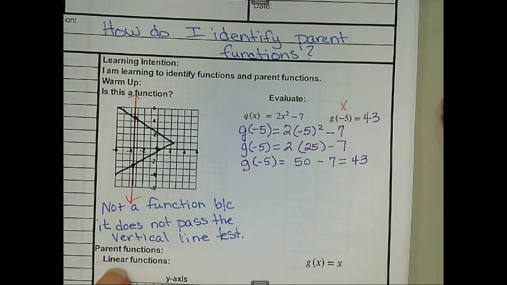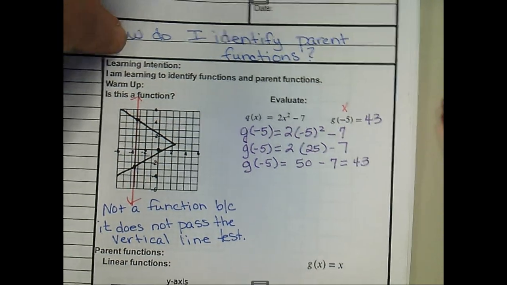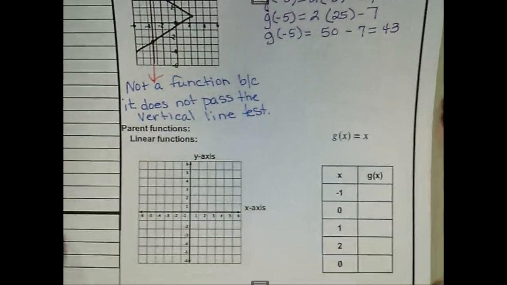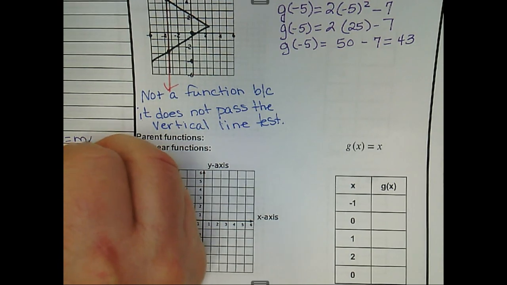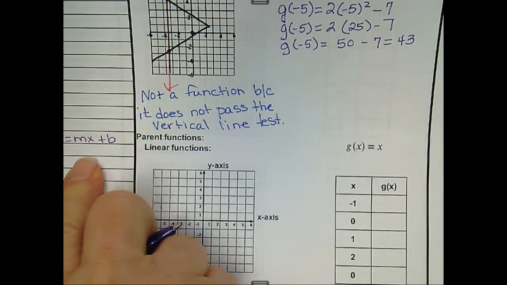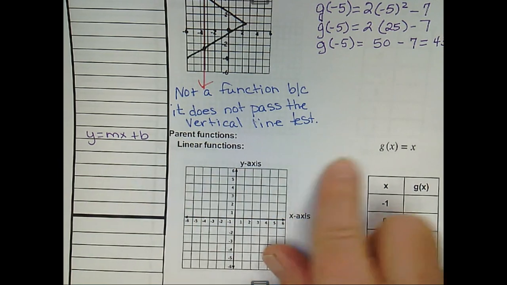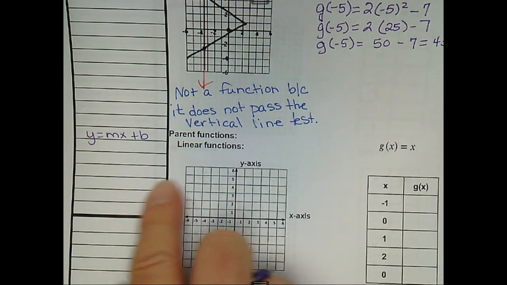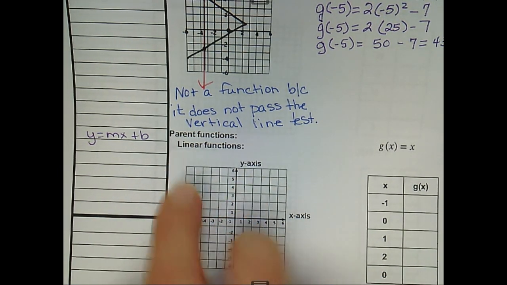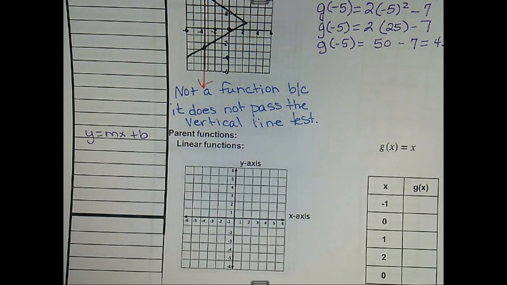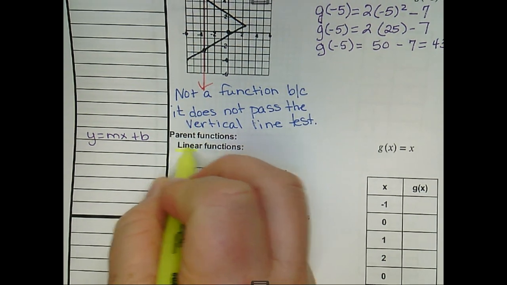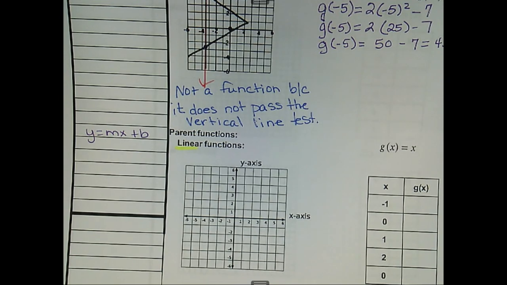Linear. If I'm looking at the first parent function, it's linear. Remember when we did that y equals mx plus b? That was a linear function. Okay, so if it is linear, we know the graph will be a what? Right in the name. It will be a line. Linear tells us line, we expect a line.